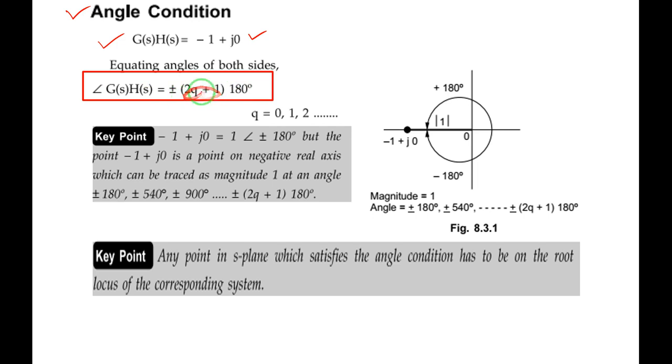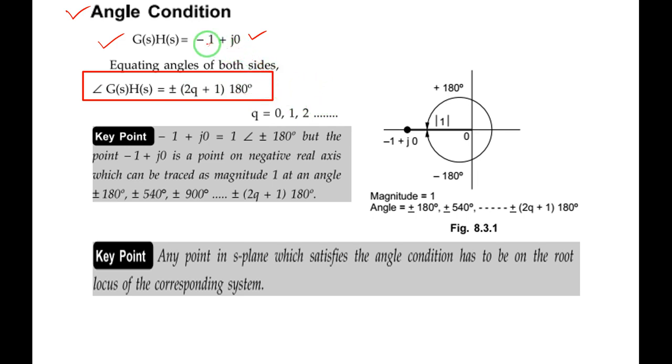Why it is an odd multiple, I will tell you. It is plus or minus (2q + 1) times 180 degrees. q can take any value: 0, 1, 2. Go on substituting, you will get odd values 1, 3, 5, 7, 9, like this, right? So I will say plus or minus an odd multiple, (2q + 1), of 180 degrees. How, I will tell you.